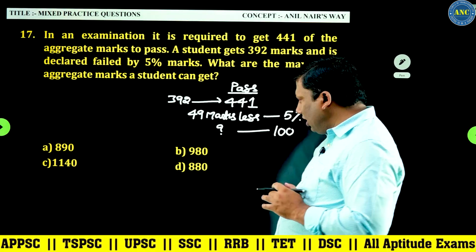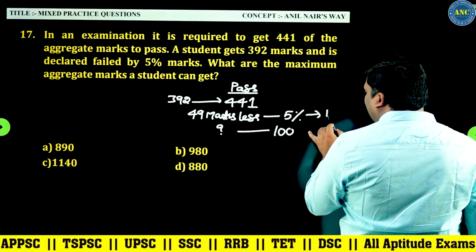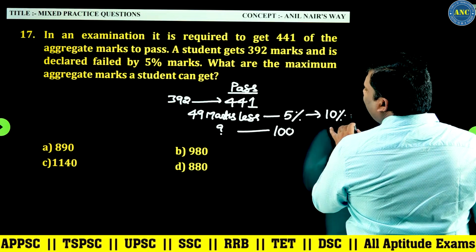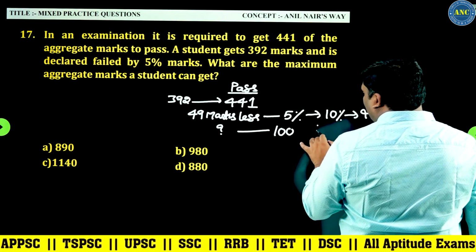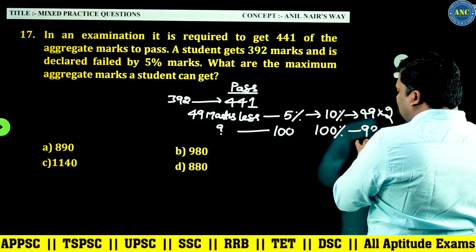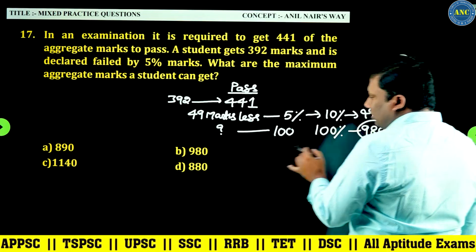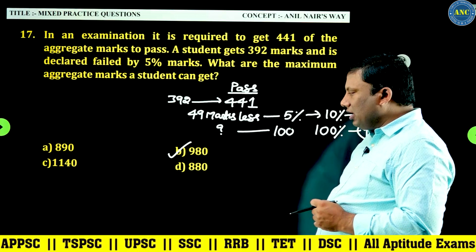You don't need to do any calculation. 5 multiplied by 2 is 10, so 49 into 2. For 100, how much? 10 10s are 100. 98 10s are 980. The answer for this question is 980.